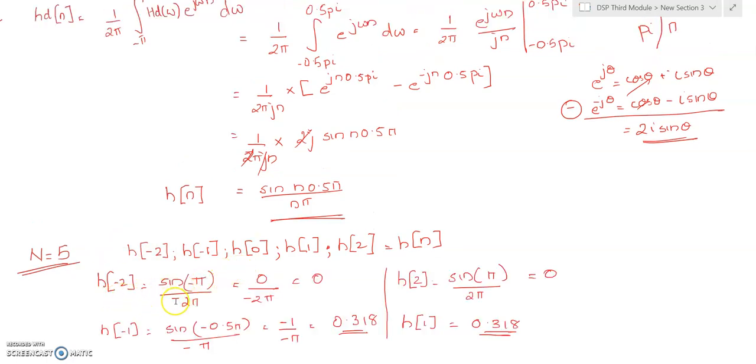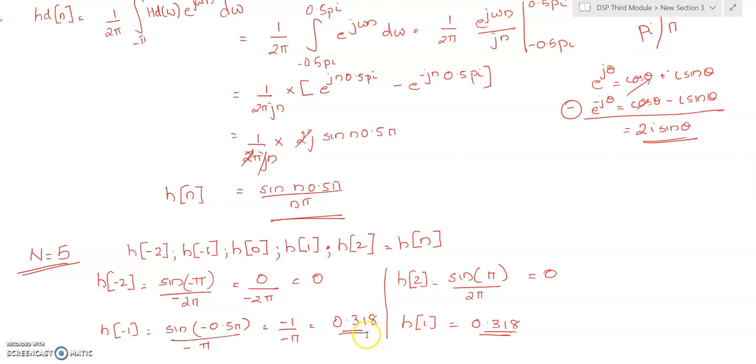As we move on to find out the coefficients, I have already done 4 of them over here. h of minus 2: if we substitute minus 2 in this equation, it becomes sine of minus pi divided by minus 2 pi, and this becomes 0. 0 by minus 2 pi becomes 0. h of minus 1 will be equal to sine of minus 0.5 pi by minus pi. When you substitute minus 1 over here, it becomes minus 1 by minus pi, equal to 0.318.